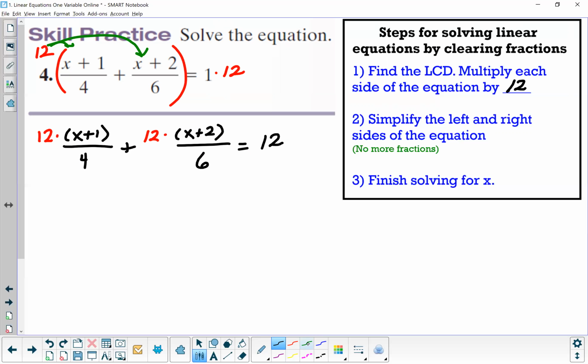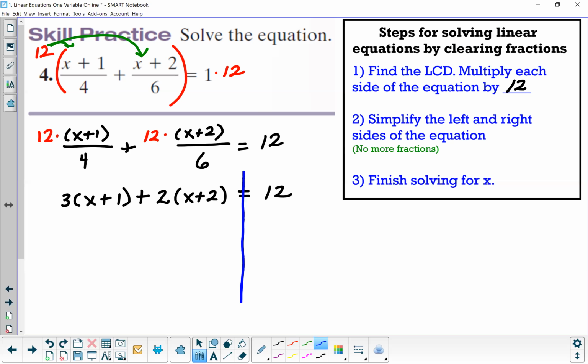Okay, on the left side, reduce first. That's always a great strategy when you're multiplying fractions, to reduce first, which means do the division. 12 divided by 4 gives us 3. So we have 3 parentheses x plus 1 plus 12 divided by 6 gives us 2. So we have 2 parentheses x plus 2, still equal to 12. All right, draw a line through the equal sign.